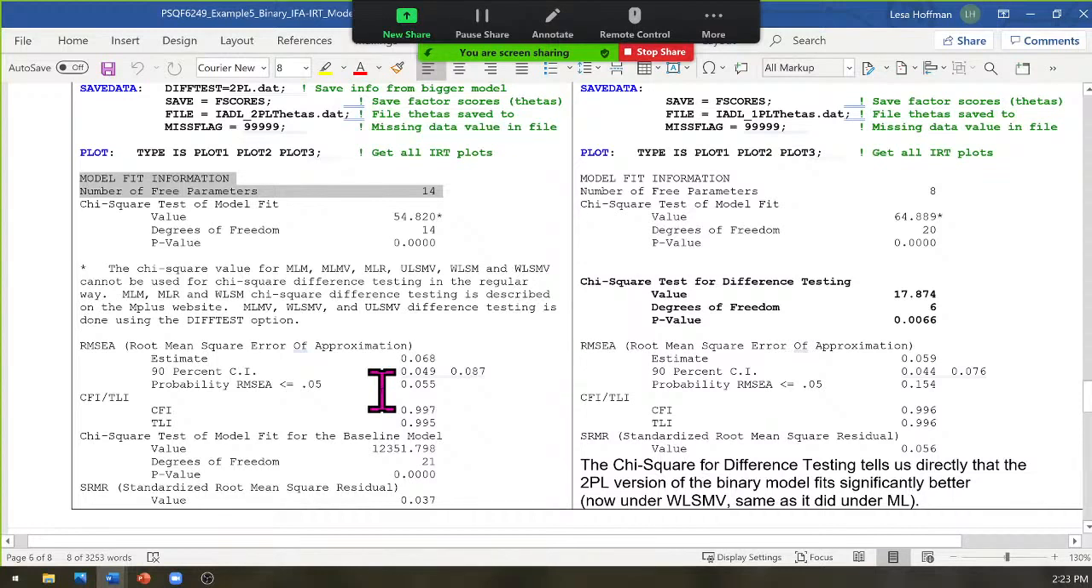It's the same result that we found using full information maximum likelihood, where we did nested model comparisons using a likelihood ratio test, -2 log likelihood difference. So converging evidence that the 2PL fits better no matter how we're estimating the model parameters.